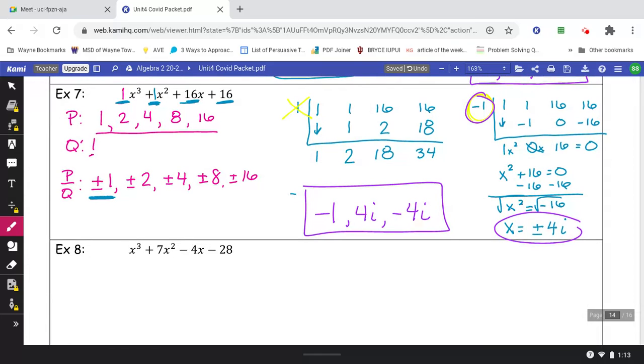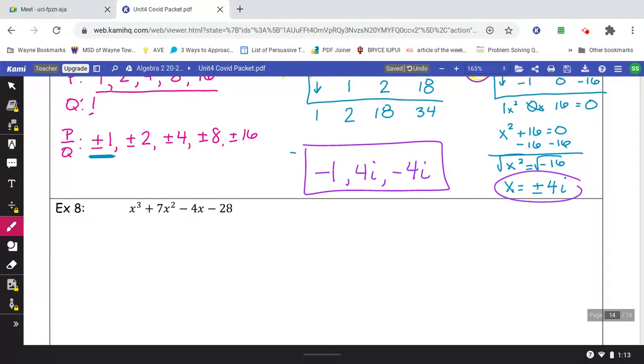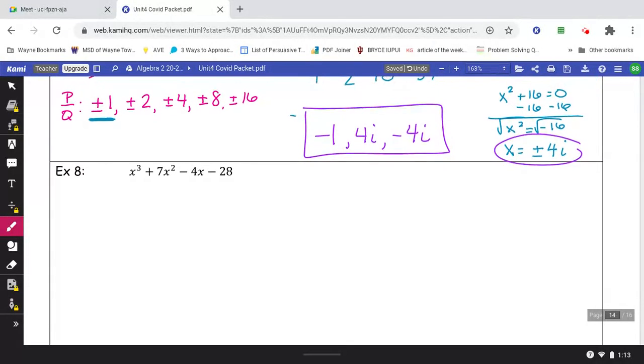Example 8 is a good one to try on your own. So if you want to pause the video, give that one a try, and then fast forward to see if you did it correctly. If you're still not quite understanding, just keep listening to the video and see if it helps.